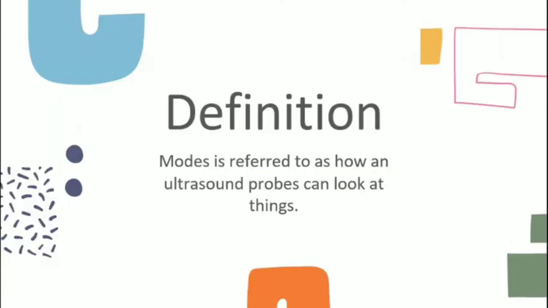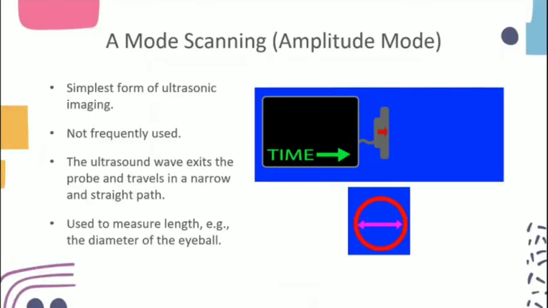So for the definition, the mode of scanning refers to how an ultrasound probe can look at things. So what is A mode scanning? A mode scanning is referred to as amplitude mode scanning. It is the simplest form of ultrasonic imaging and is not frequently used. It works by the ultrasound wave exiting the probe and travelling in a narrow and straight path. It is used to measure length, for example, the diameter of the eyeball.